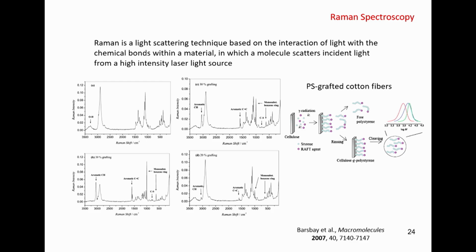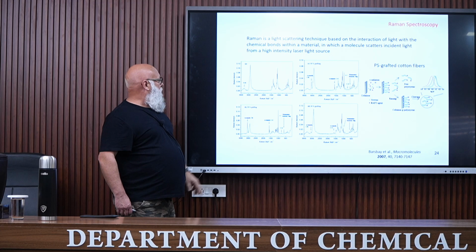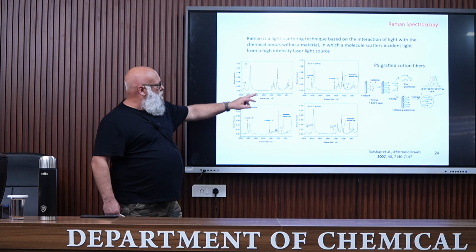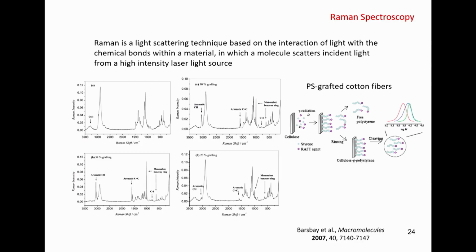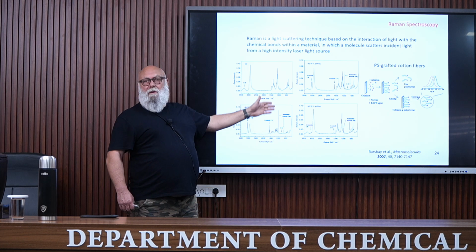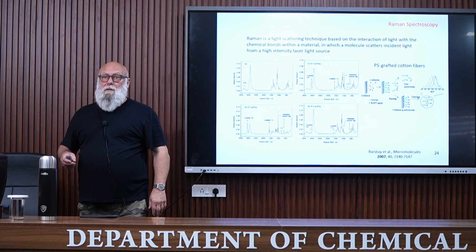In this case, we have different spectra. This is for unmodified cotton fibers, where we have some specific signals of cellulose, including OH, of course. Then after grafting, in this case polystyrene was grafted on the surface of the cotton fibers, we have new signals, which are referred to here. And of course, when the grafting efficiency increases, the highest one being here, we have stronger signals. In this case, it can be quantified.